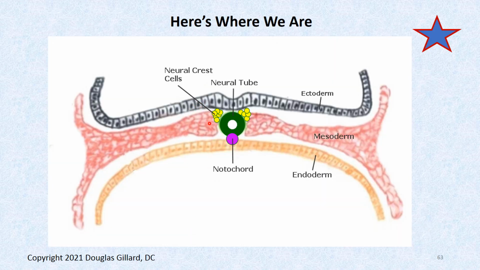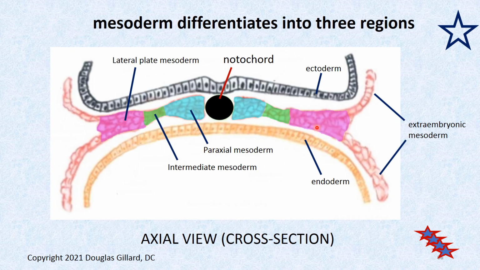So paraxial mesoderm will be right here. I think I have slides of this, but intermediate mesoderm, lateral plate mesoderm, which we're going to split in a little while. But for right now, on each side, we have this going on. So paraxial mesoderm, intermediate mesoderm, and this would be lateral plate mesoderm in a little while. But there we go.